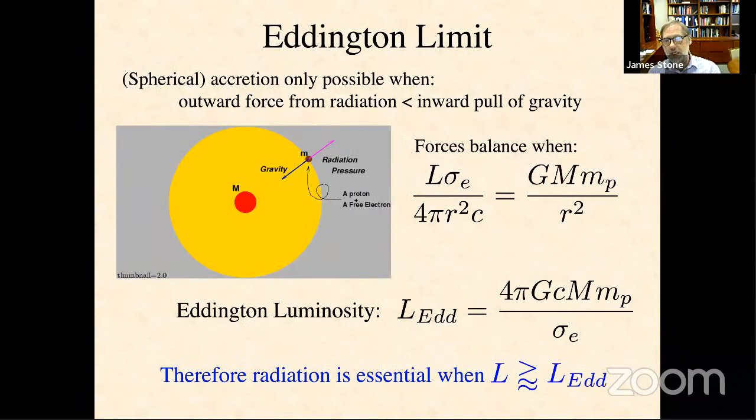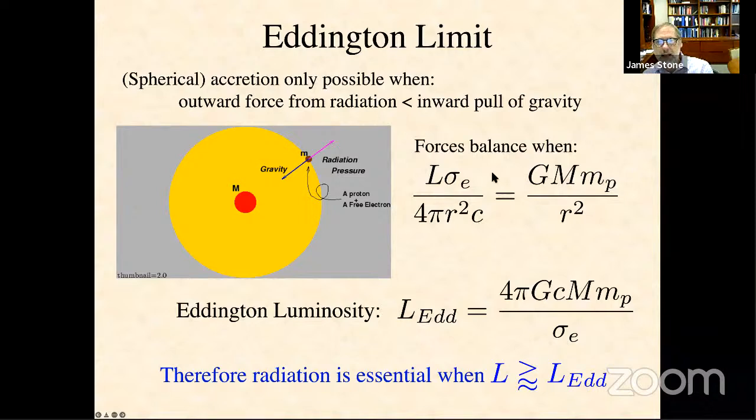But in addition, we're going to need to incorporate radiation fields, and that's straightforward from the so-called Eddington limit I've already mentioned a few times. Spherical accretion is clearly only possible when the outward force from the radiation field is smaller than the inward pull of gravity. If the radiation exceeds gravity, you'll just blow away all the plasma. The radiation force will exceed gravity, and you'll produce a wind and not an accretion flow.